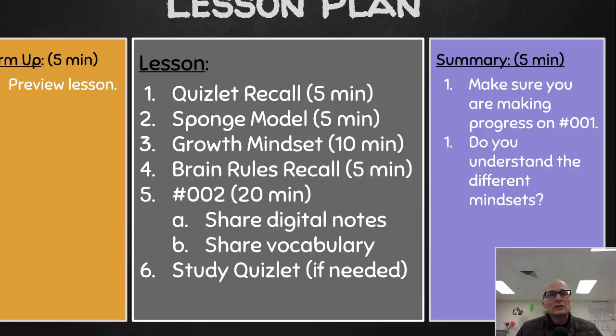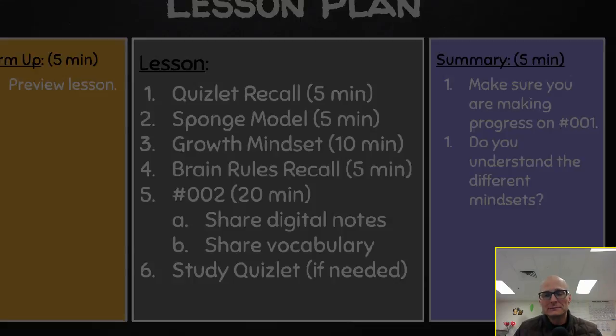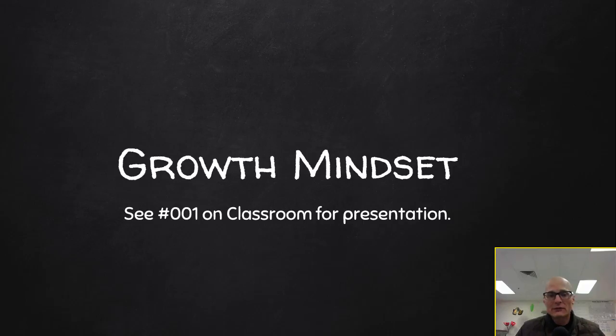Brain rules recall. See how many of the 12 brain rules you remember from yesterday. And then you get a little bit of time to make doggone sure that 002 is finished. Okay? That's it. We're out of time in class. You should be done by now. And then if you are finished, you get more time to study Quizlet because we want you well versed in all of our vocabulary.